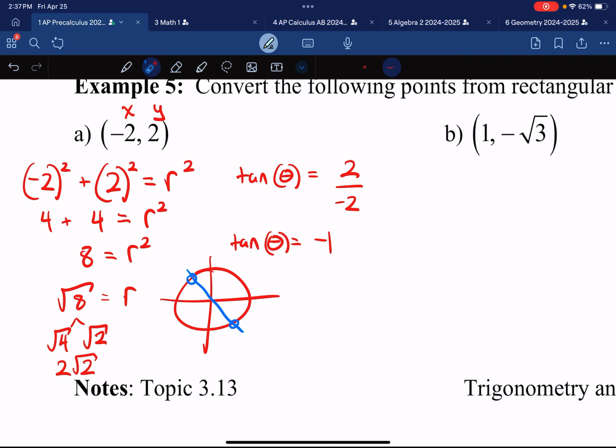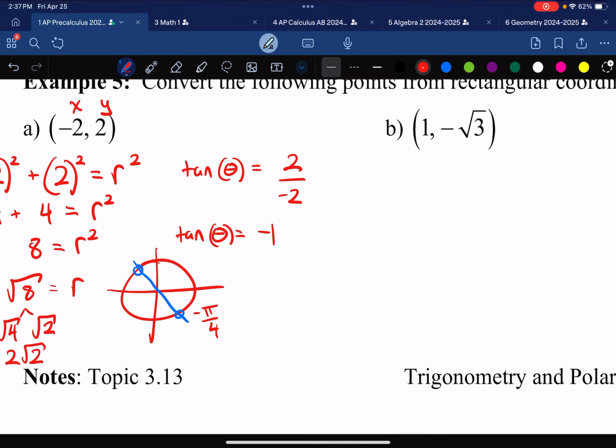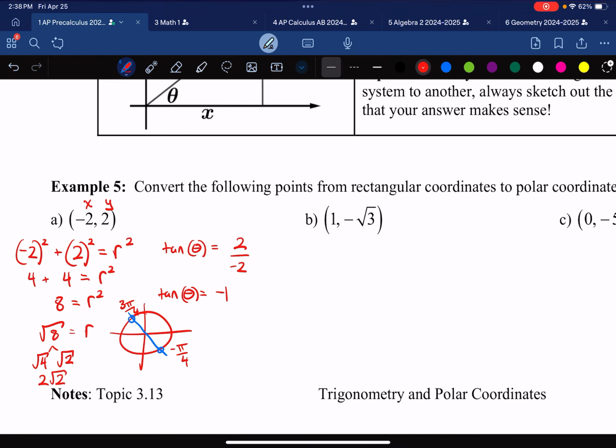I think I'm doing this problem right. Yeah, okay, so let's just call that point right there negative pi over 4. And therefore I can say, did it tell us? It didn't say we had to be positive or negative, so I think we're okay. I guess I could have also gone up here to 3 pi over 4. It doesn't really matter for this one. I'm going to stick with my intuition. It should be negative pi over 4. So the answer here should be 2 root 2 comma negative pi over 4. Ta-da.